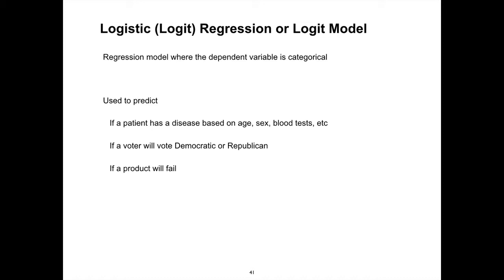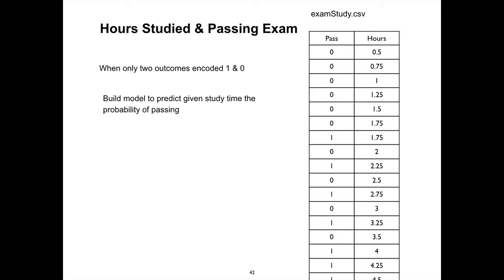Let's look at an example of doing a logistic regression. I created a fake example where the data is how many hours you studied for an exam, and did you pass or not. There are two outcomes: you either pass or you fail. I could have done it with grades A, B, C, but for this example, 0 means you didn't pass, and 1 means you passed. And so I created a small data set.